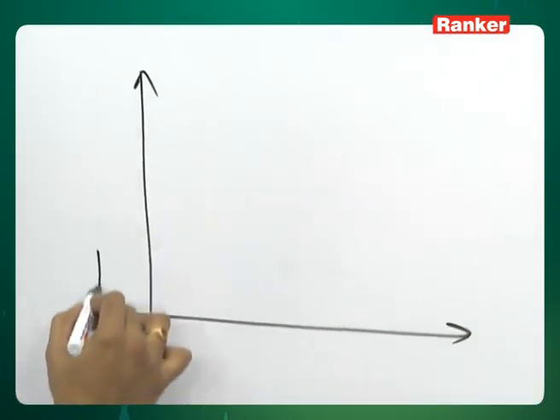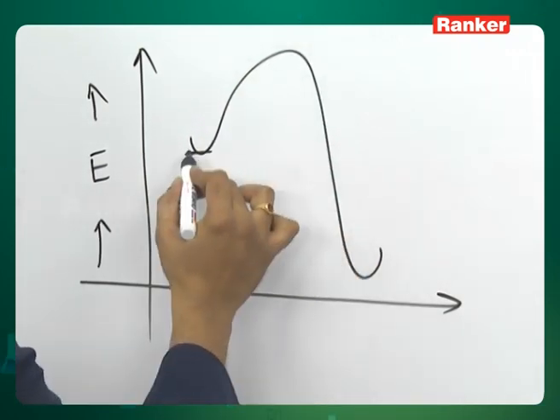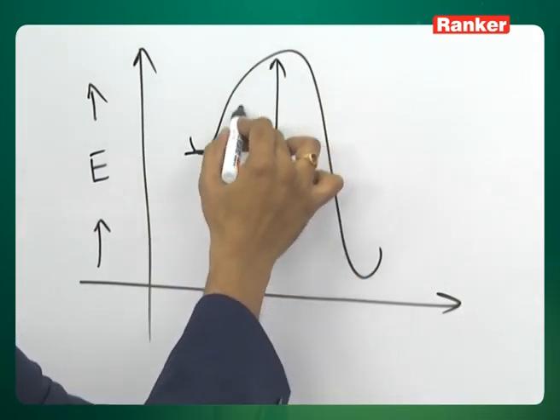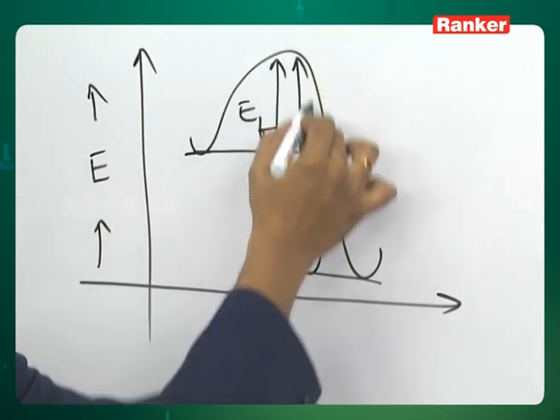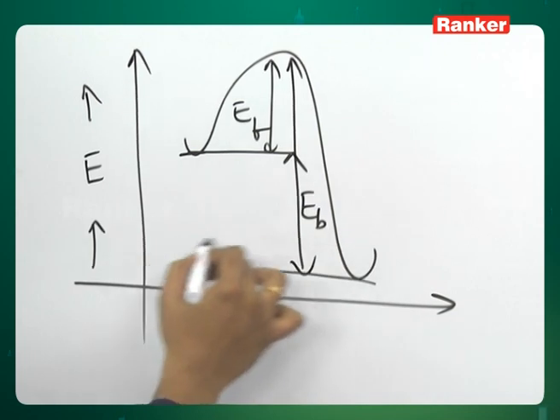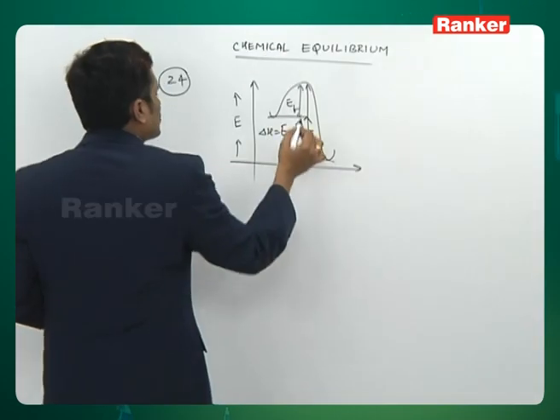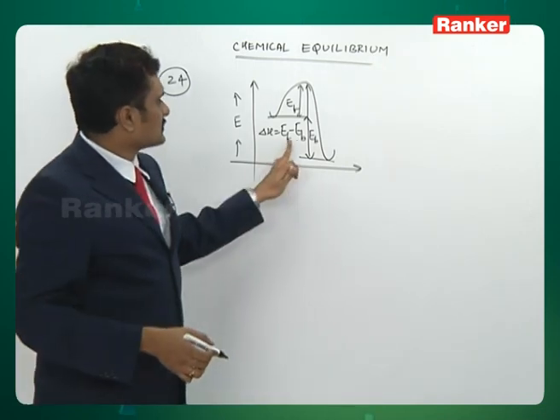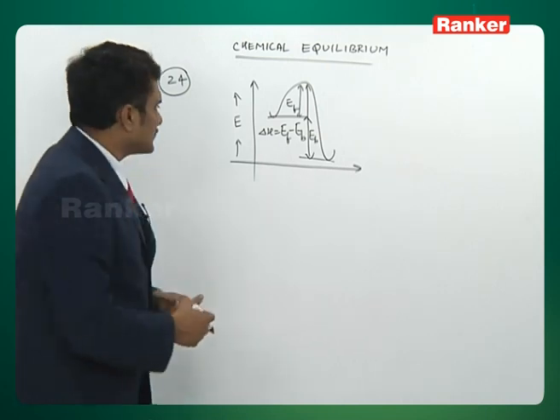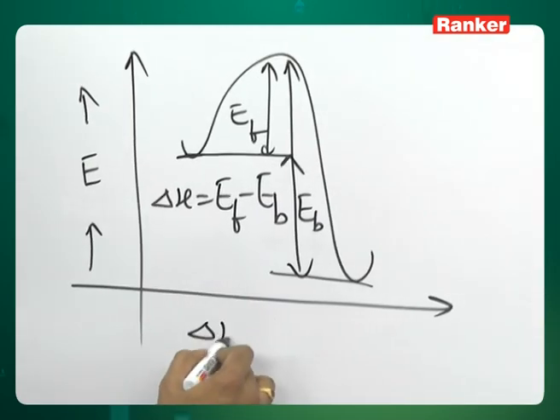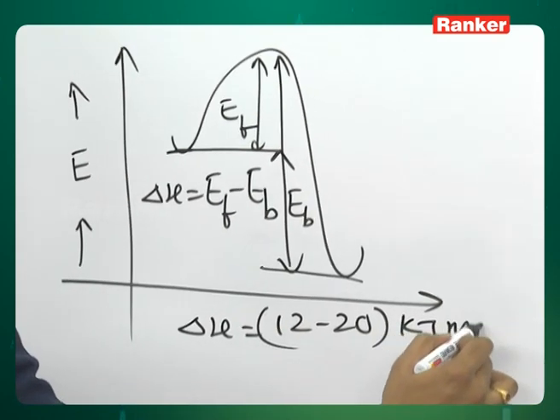equilibrium, when I am drawing it for the activation energies of the forward and backward, you can see this is the activation energy of the forward reaction and this is the activation energy of the backward reaction. So, therefore, the difference is nothing but delta H. So, we always calculate the value of delta H by using the difference in the activation energies of forward and backward. In this case, it is given as 12 and 20. Hence, the value of delta H in this case is 12 minus 20 kilojoule per mole.